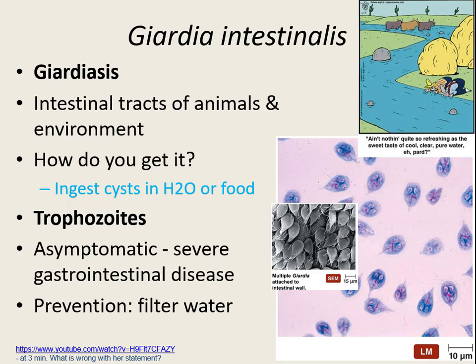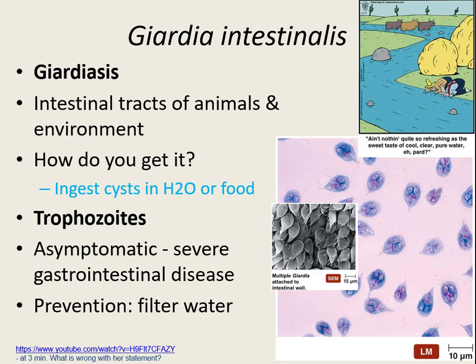Our third of our flagellated organisms is Giardia intestinalis, which causes a disease known as giardiasis. It is found in the intestinal tracts of animals in the environment. How we pick it up is by ingesting cysts in water or food. So again, it's water or food contaminated with fecal matter from animals.